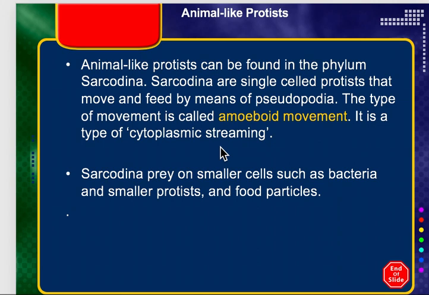Now, your sarcodines, what's their food source? They're not capable of photosynthesis, so they're not autotrophs. And the things that they prey on are going to be smaller cells such as bacteria. Sometimes they prey on smaller protists. Any food particles that have been discarded by other protists they can feed on.